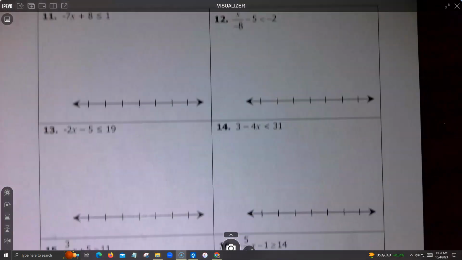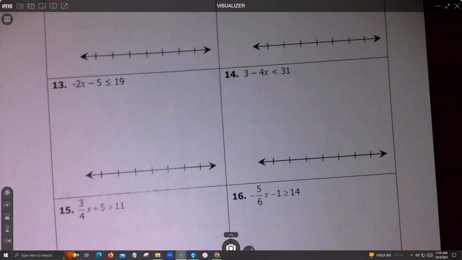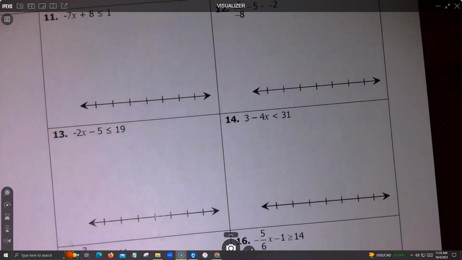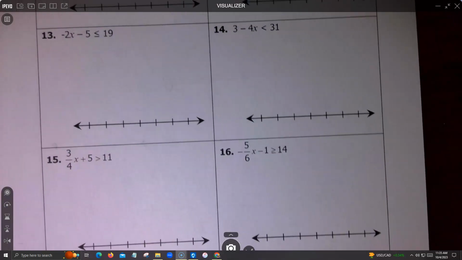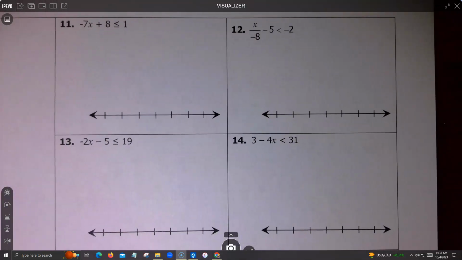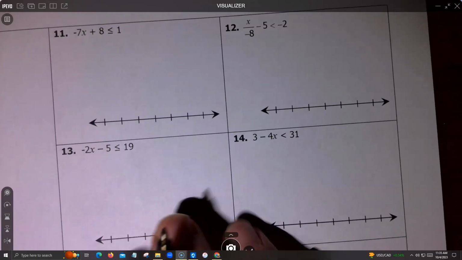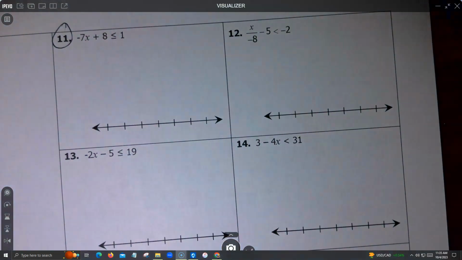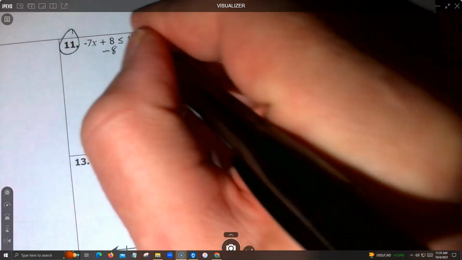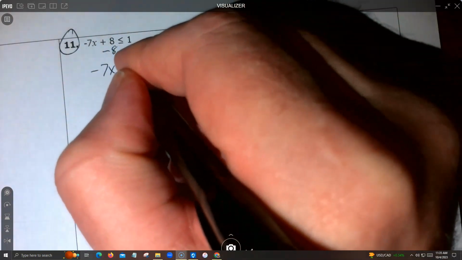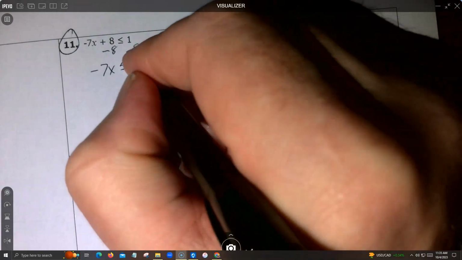All right, so then we're going to do a couple of these problems just to kind of practice. I'm just going to do a couple of these because pretty much you've been practicing the one-step and two-step equations already, so I just want to do a couple of problems where that negative comes into play, and then I should be done. All right, so number 11, let's do that one. Okay, number 11, I'm going to subtract 8 from both sides. I have negative 7x is less than or equal to, looks like negative 7.